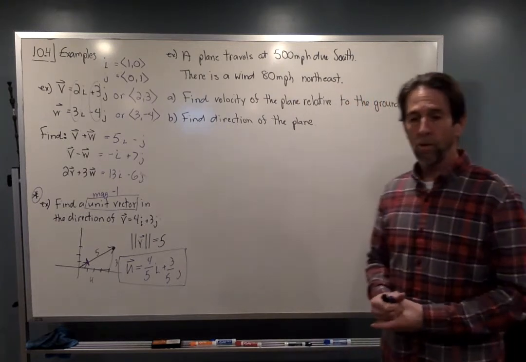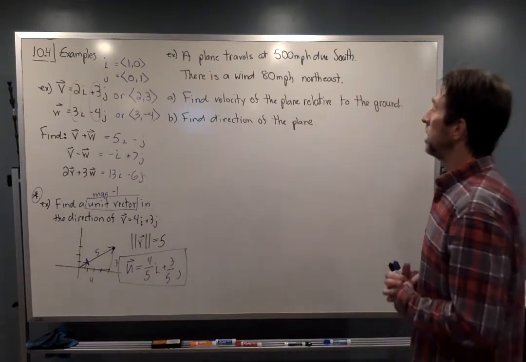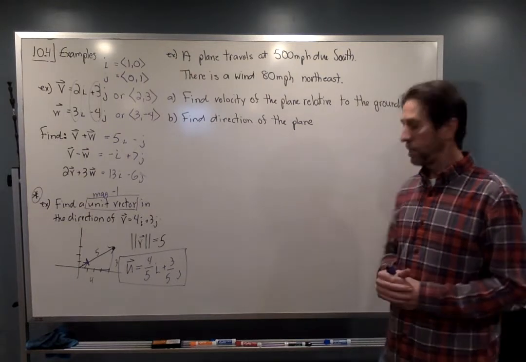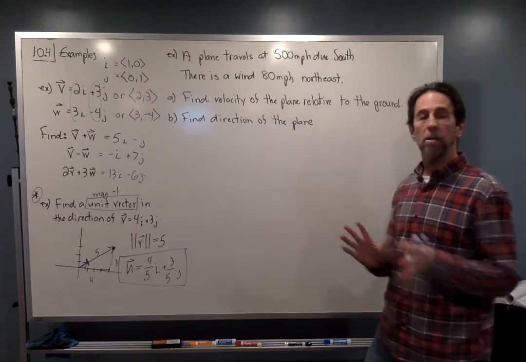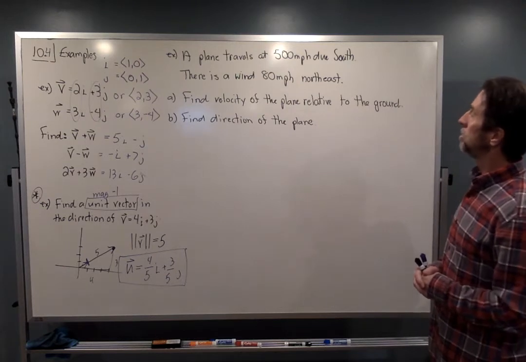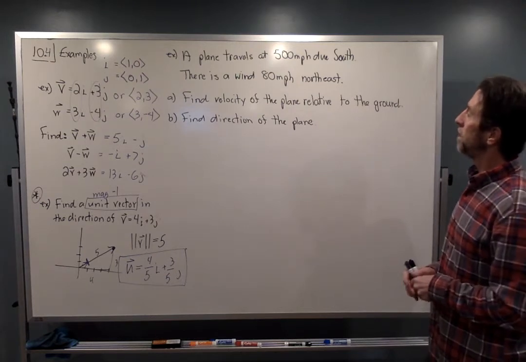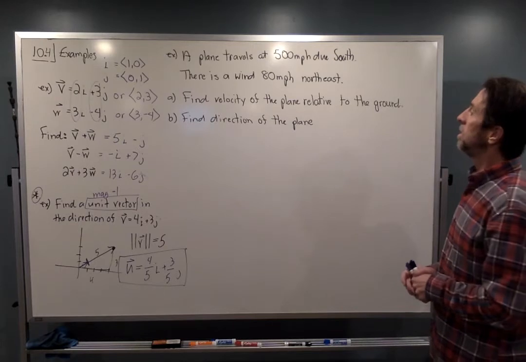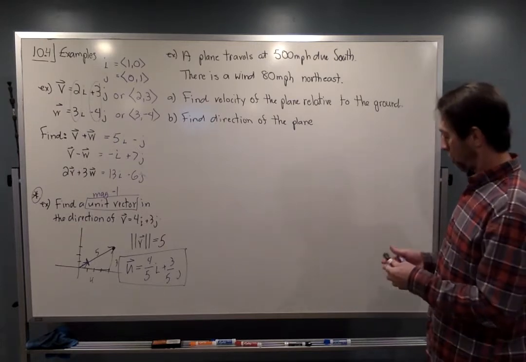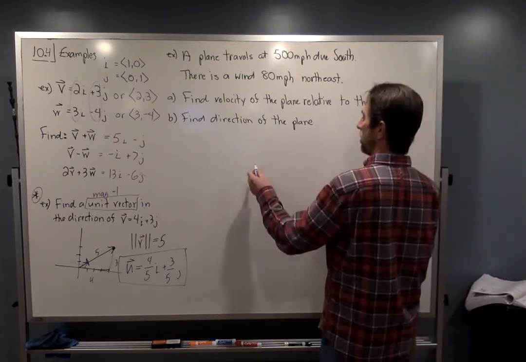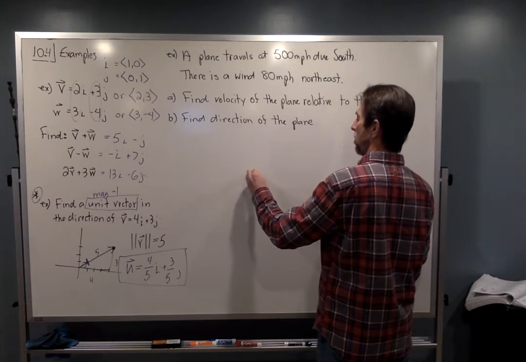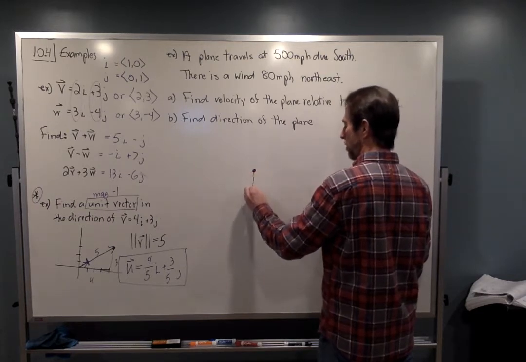Final example, and there are many others that you want to study in this text, but this one should bring us back to when we were working with law of sines, law of cosines. But we're going to tackle it from a little bit different direction. A plane travels 500 miles per hour due south. There is a wind of 800 miles per hour northeast. Find the velocity of the plane relative to the ground and find the direction of the plane. So let me start by getting the picture. If I want to think of 500 miles an hour due south, this is where our vector comes into play.